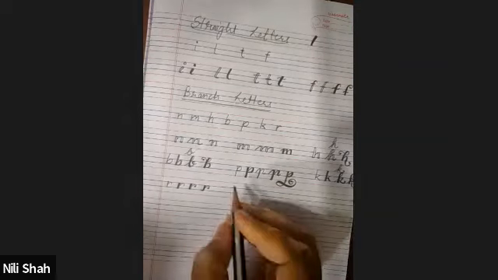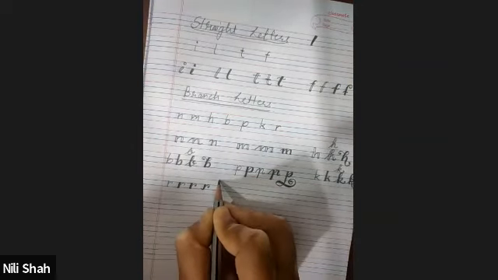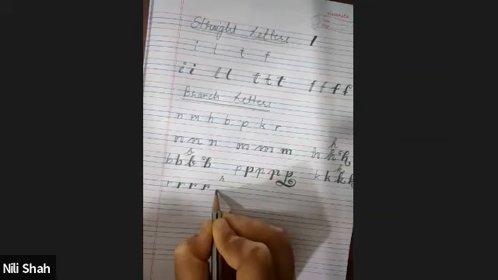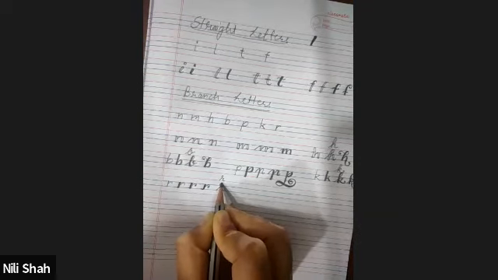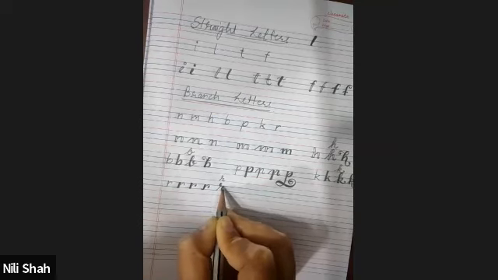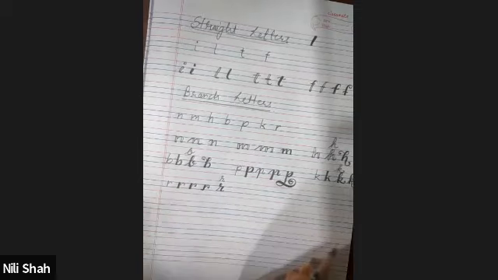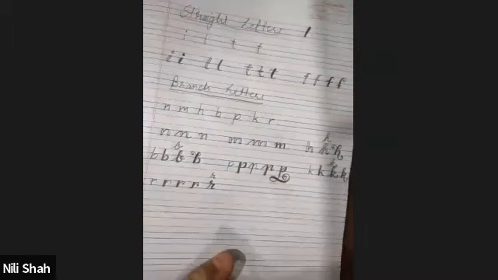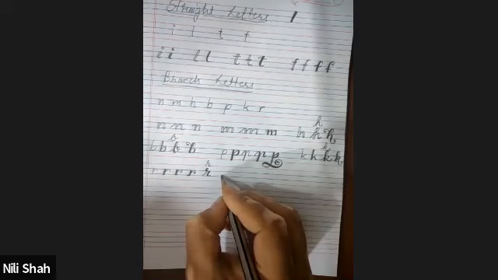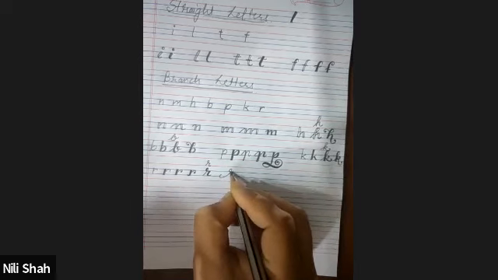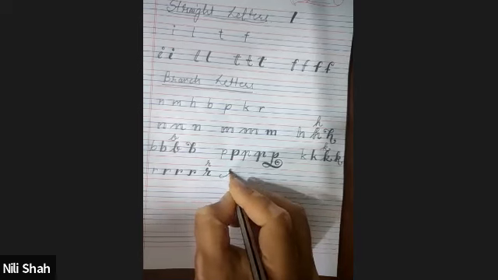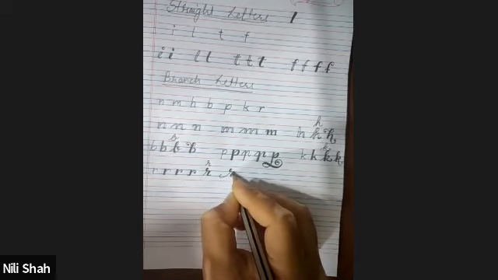Now, I am moving ahead with cursive R. Cursive R is like this. First, I am writing the basic one. See, upward stroke will be thin. Then here is the downward stroke. Then here again, the downward stroke. So, basic calligraphy R for cursive will be like this. Now I am trying it with some flourishes. So I'll be starting it like this. Adding thickness to my letter. Like this.